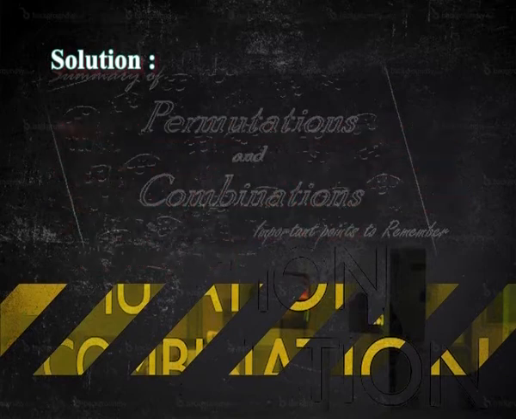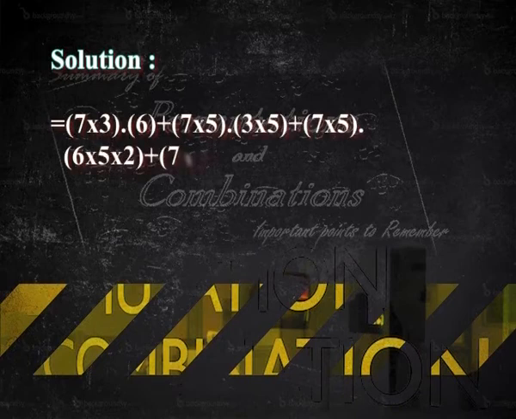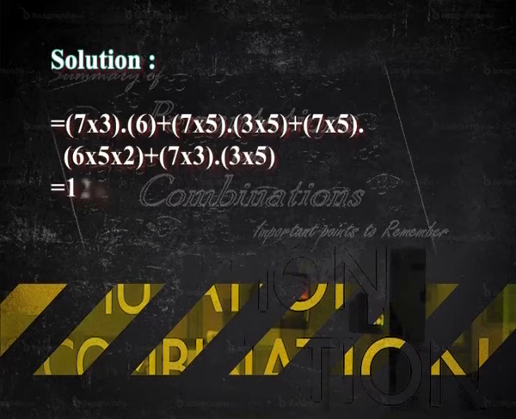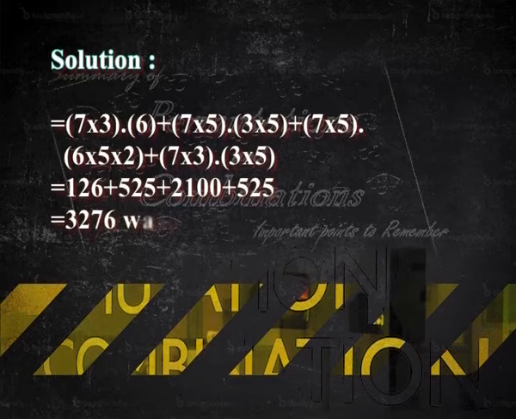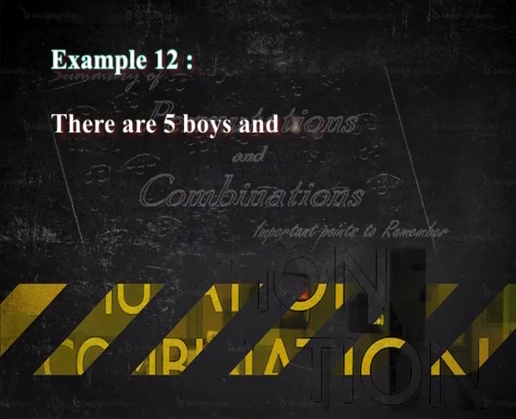So that is equal to 7 into 3 into 6 plus 7 into 5 into 3 into 5 plus 7 into 5 into 6 into 5 into 2 plus 7 into 3 into 3 into 5. That gives us the figures 126 plus 525 plus 2100 plus 525, and that is equal to 3276 ways.